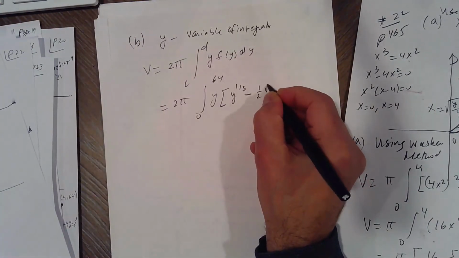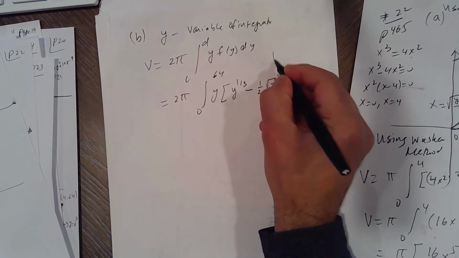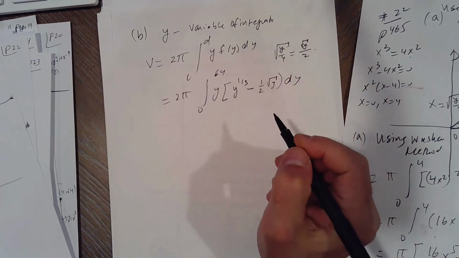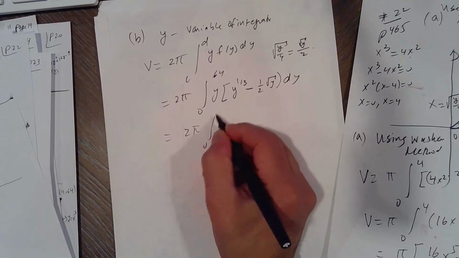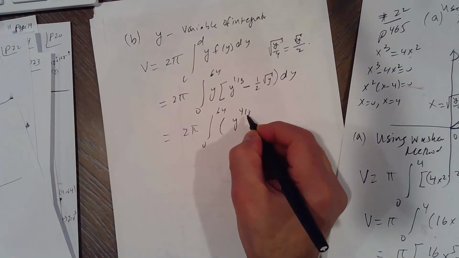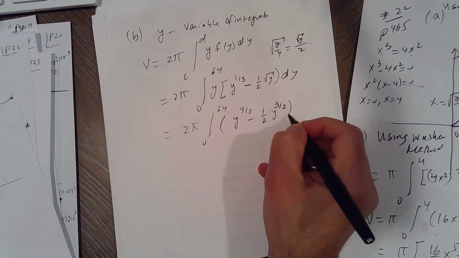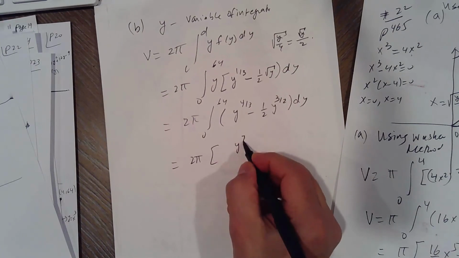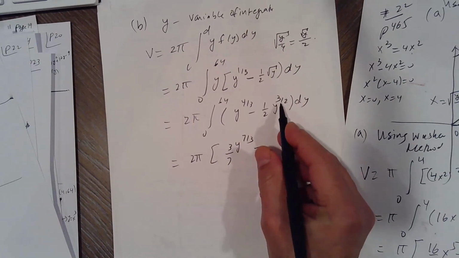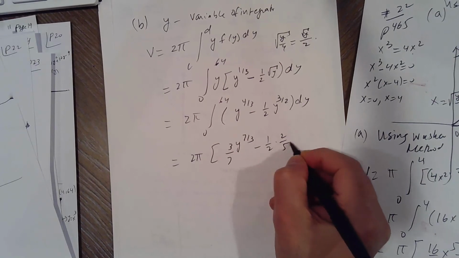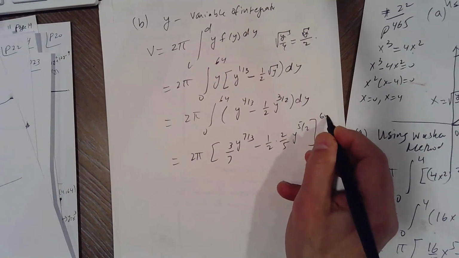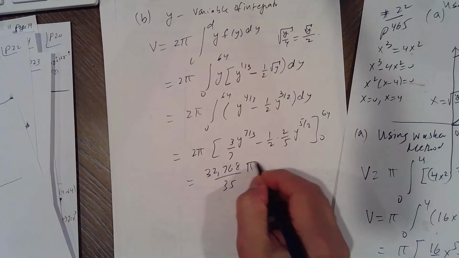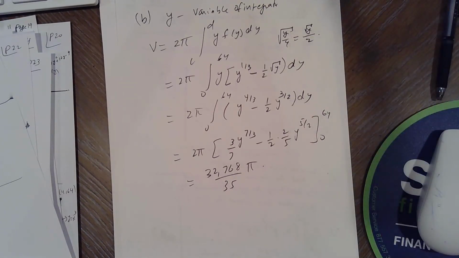Which is a half square root of y dy. Square root of y over 4 is root y over root 4, which is that. So it's 2 pi, 0 to 64, y to the 4 thirds minus 1 half y to the 3 halves, which is 2 pi, that's y to the 7 thirds, so 3 over 7, minus 1 half times 2 fifths y to the 5 halves, 0 to 64, which is obviously the same answer. Pi. Again, it's all cubic units.